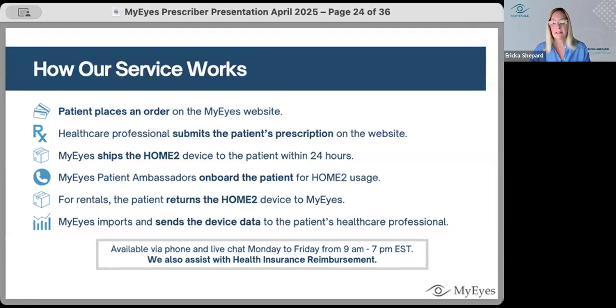But the bottom line is if you write a prescription for a patient, you're not going to hear from that patient or from us until that patient has completed their rental. They send the machine back to us, and the patient's been taken care of through the whole journey. And then you get the results after that. Next slide, please.